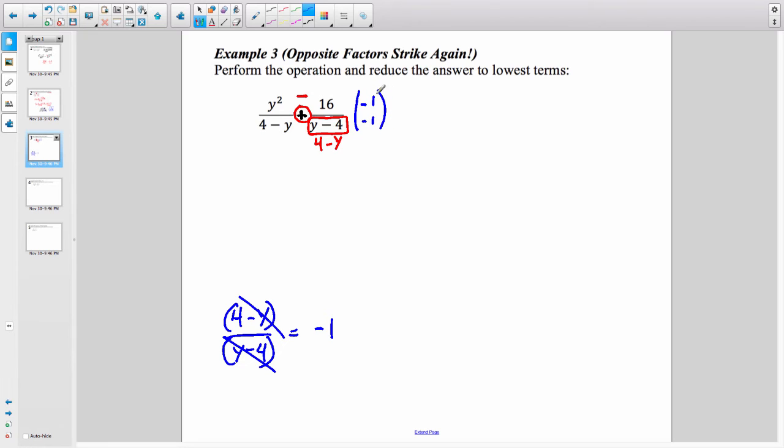And by doing that, this is the result. The operation changes and the bottom looks the way we want it. So if you can just remember that, you'll be fine. So let's rewrite this now.